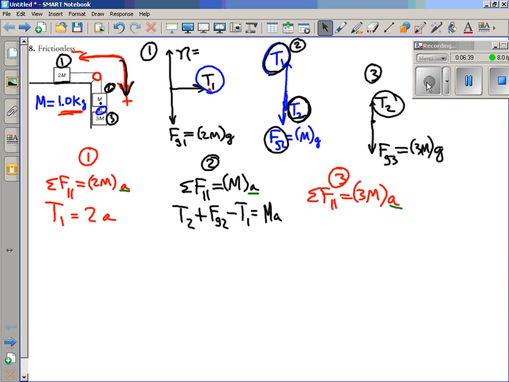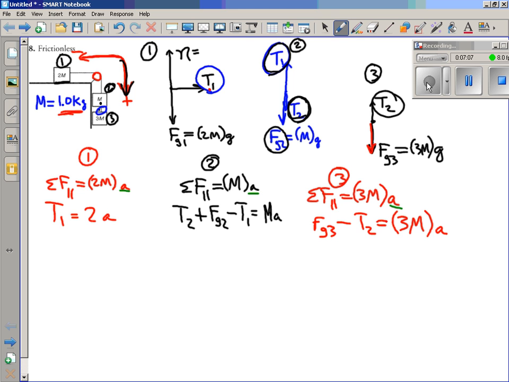And for object 3, in the direction of motion, we have two forces parallel to the direction of motion. We have in the positive direction, the force of gravity on object 3. And in the negative direction, we have tension 2. And that equals the object's mass times acceleration.